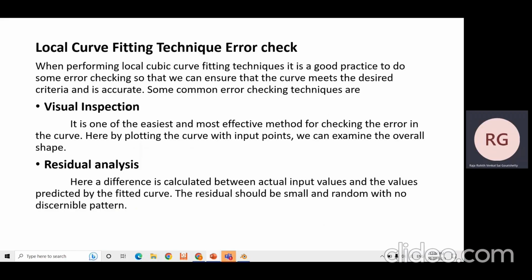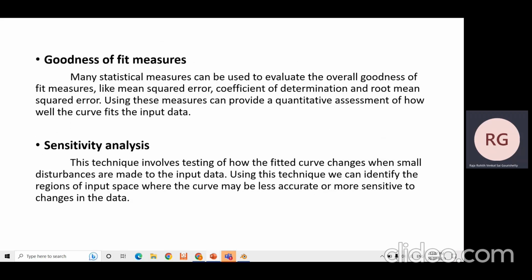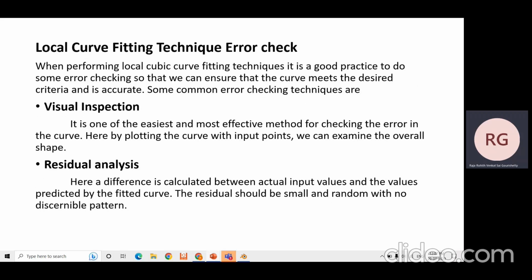Continuing the topic which Nashket told, we'll now see the local curve fitting technique error check. When performing local cubic curve fitting techniques, it is good practice to do some error checking so that we can ensure that the curve meets the desired criteria and is accurate. Some common error checking techniques are visual inspection, residual analysis, goodness of fit measures, and sensitivity analysis.